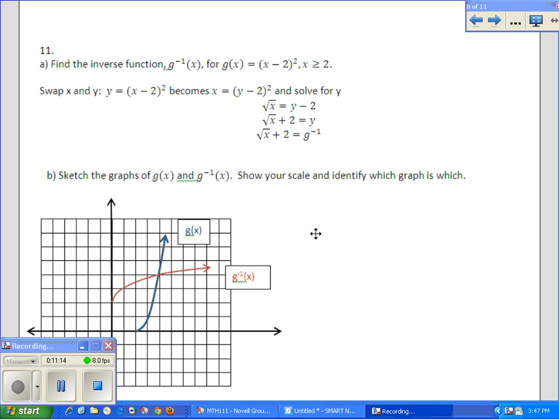Coming down here to the graph, my original function g of x is the basic function x squared shifted to the right 2, but with the restriction that x is greater than or equal to 2. So the original function g of x here, the blue line, is only half of a parabola starting at x equal 2. My inverse function is a square root function shifted vertically 2 units, and that's my red line here. And notice with any function and its inverse function, they should be reflections of each other on the diagonal line y equal x, and that looks like what we're seeing here. So that's a nice way to double check your inverse function.